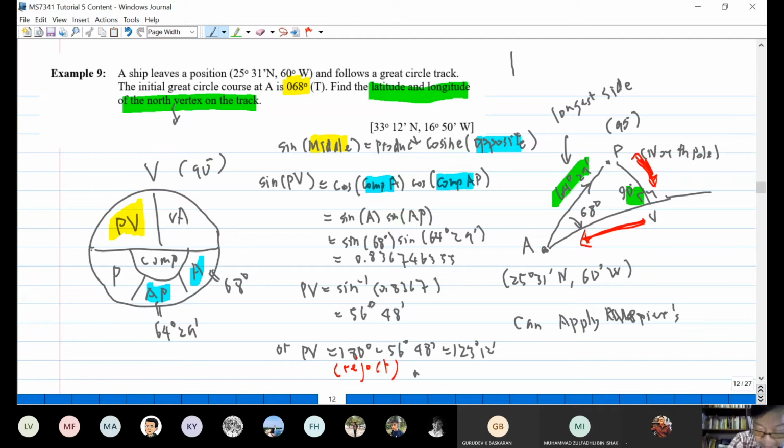PV must be less than 64 degrees 29 minutes. That's why people reject this one without even considering the other angle, because it's too large already. People don't bother to calculate it because PV cannot be that long. So very often people ignore this calculation, because by the nature of the problem you know you don't need to do it. In real applications, it is usually ignored.